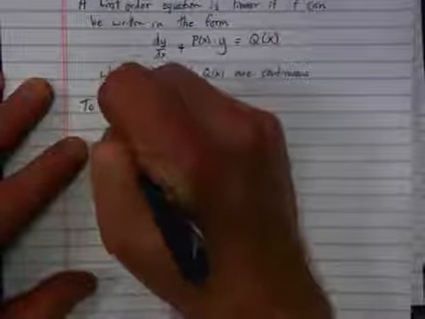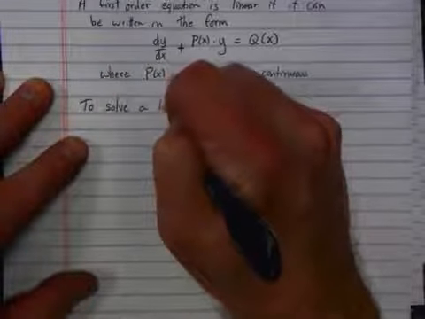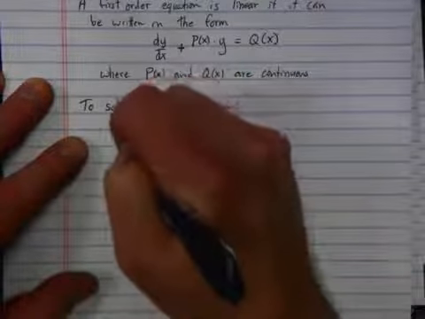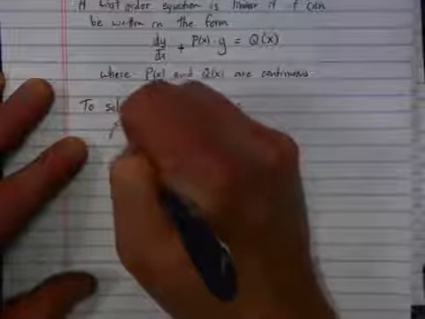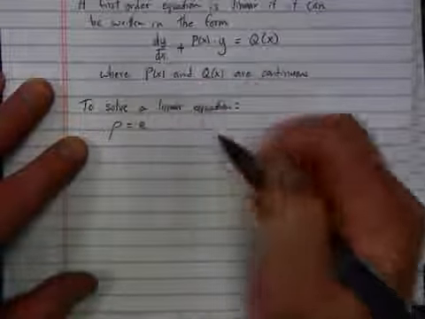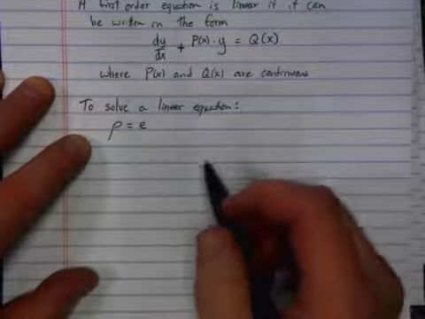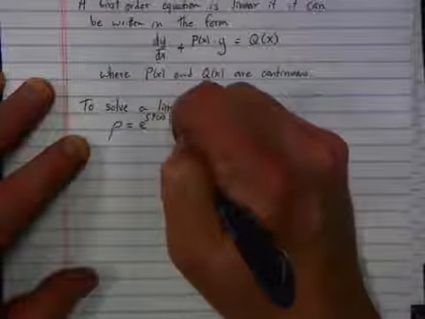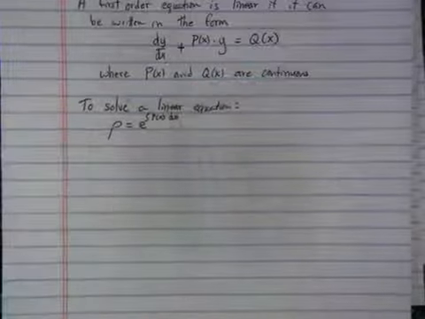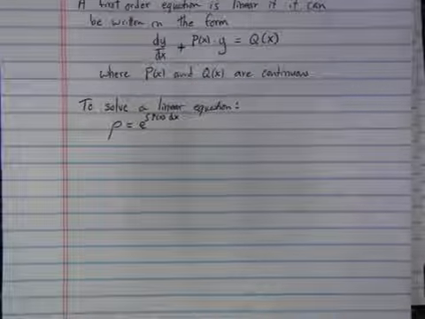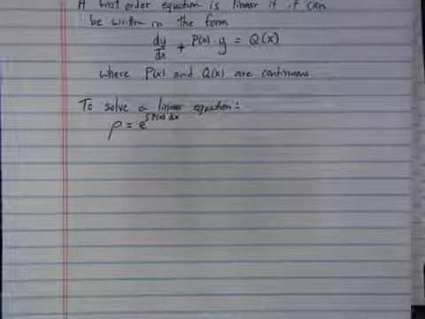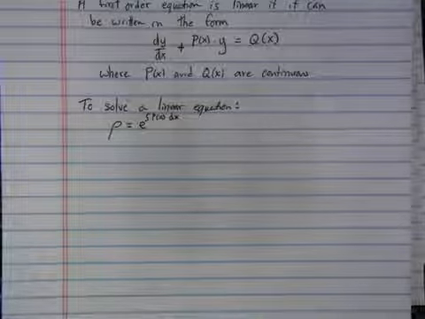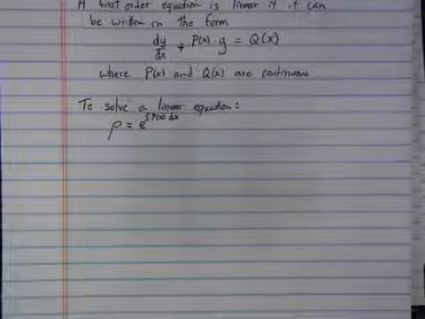To solve a linear equation, you're going to compute something called rho. Rho is known as an integrating factor. Rho is going to be e to the integral of p of x dx. So you're going to compute that thing, e to the integral p of x dx. That's what rho is.